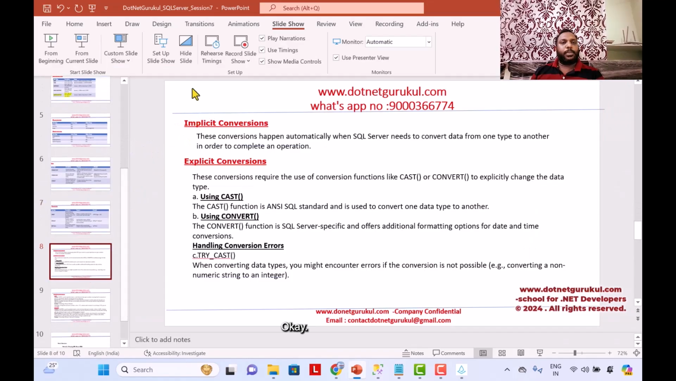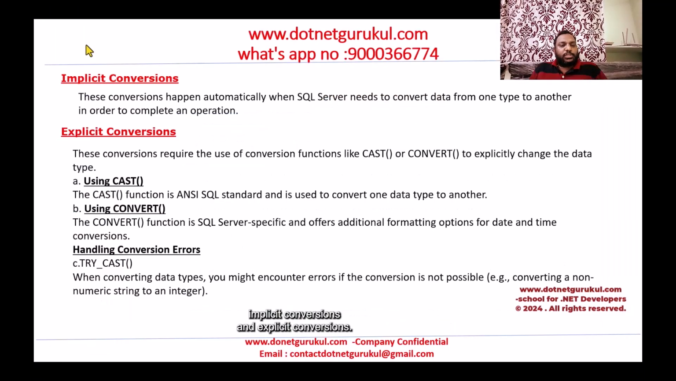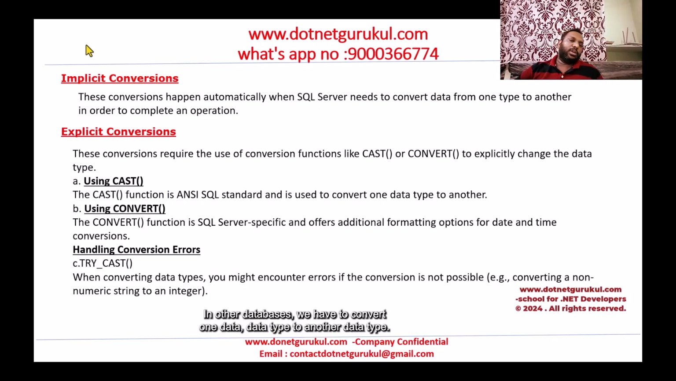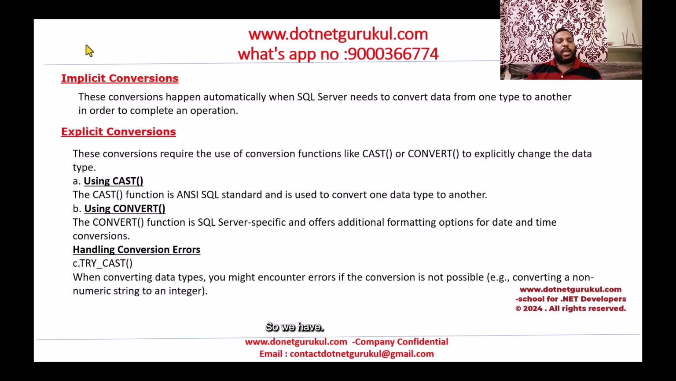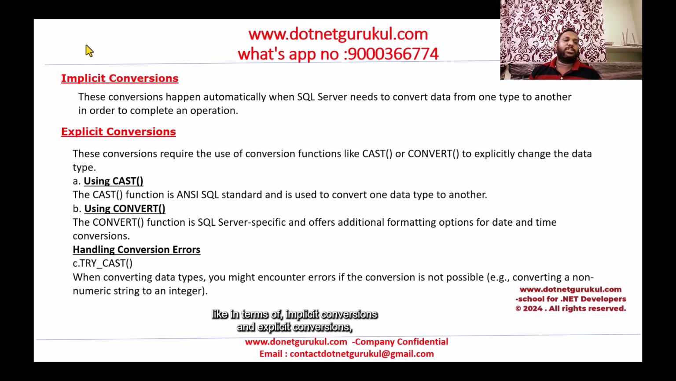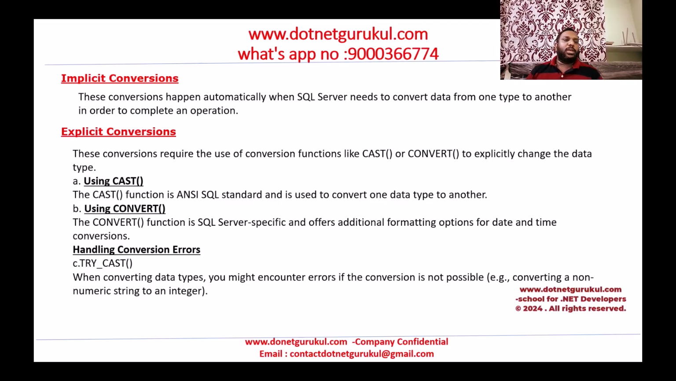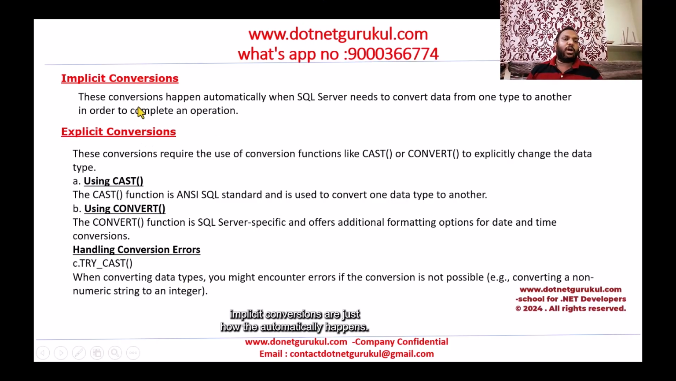Now let's see what implicit conversions and explicit conversions are. Sometimes in our databases, we have to convert one data type to another data type. We have two types of conversions: implicit conversions and explicit conversions. Implicit conversions just happen automatically. I can show you demos in detail.